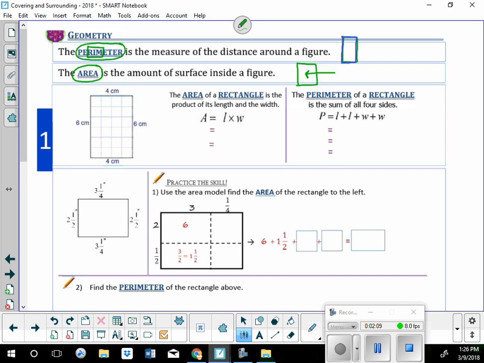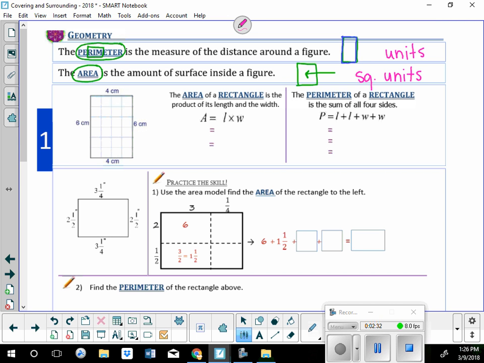One more thing, crew. When we talk about perimeter, we give our answer in terms of units. And when we talk about area, we give our answer in square units. I'm going to abbreviate square to SQ. And I'll make sure to label things as we're working through.